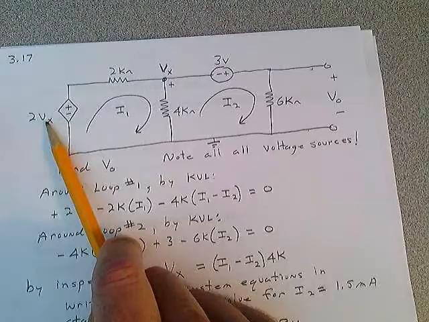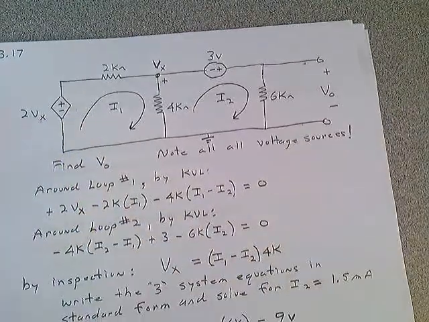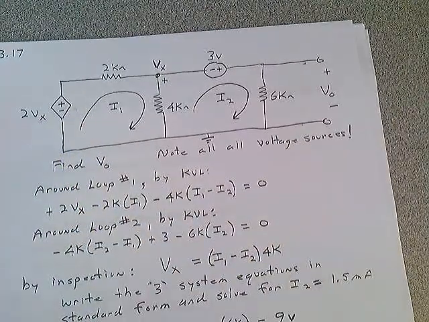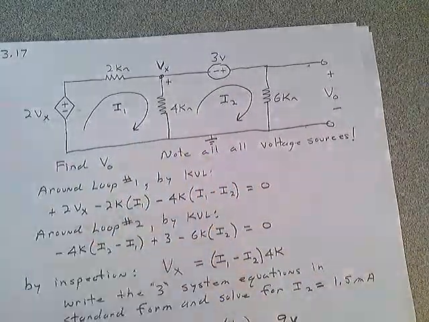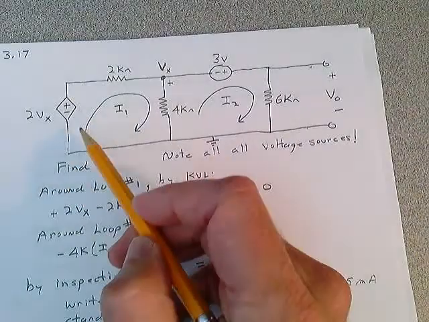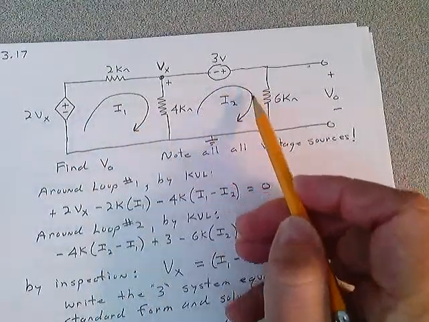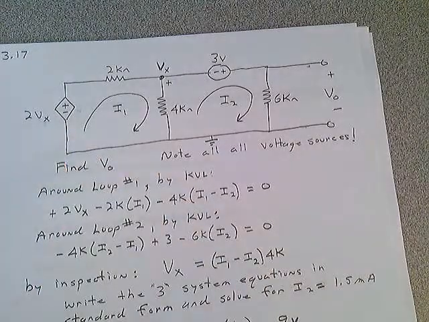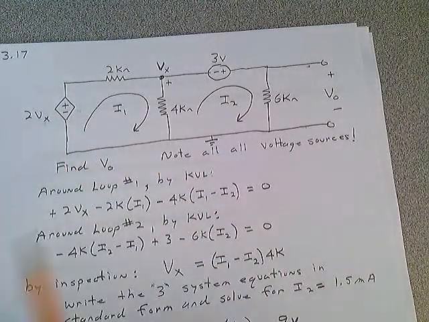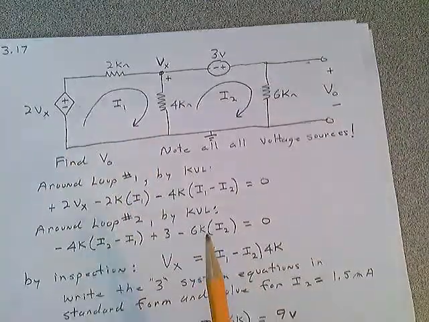And notice there's a controlled voltage source here. No current sources, so we can't do anything by inspection. How do we handle that? You already know you're going to have one equation here, you're going to have another equation for that loop, and you need a third equation to define Vx. Notice they're all voltage sources in that problem.